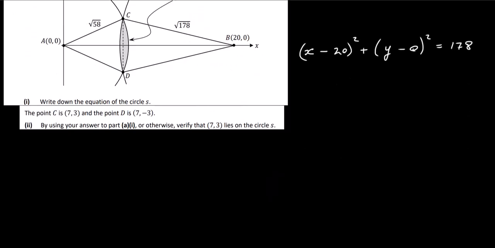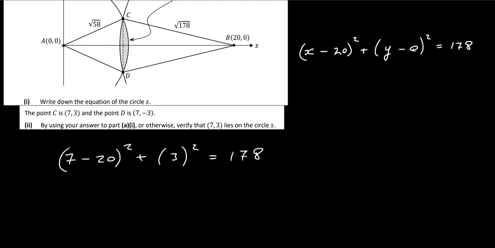Okay, the point C is 7, 3, and the point D is 7, minus 3. By using your answer to part A1, or otherwise, verify that 7, 3 lies on the circle S. So all I got to do is put 7 in here and 3 in there and see, do we get 178? So it will be 7 minus 20, to be squared, plus y, which is 3, which we got to square. Is that equal to 178?